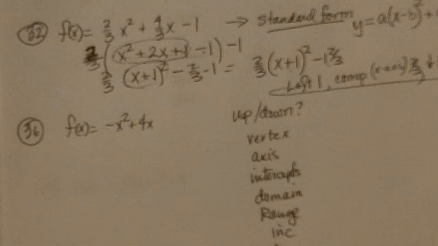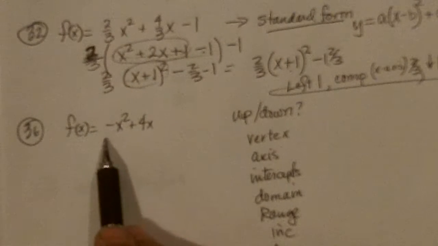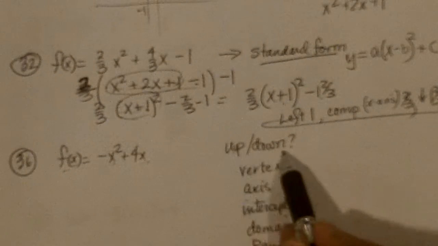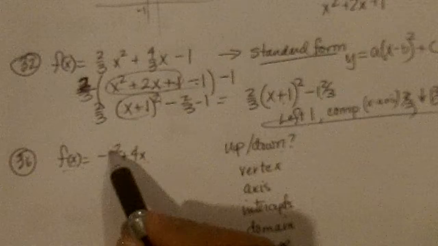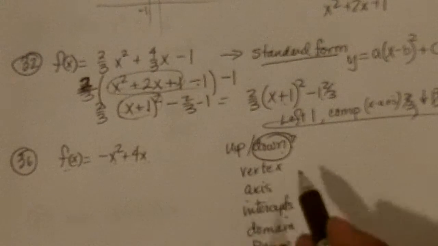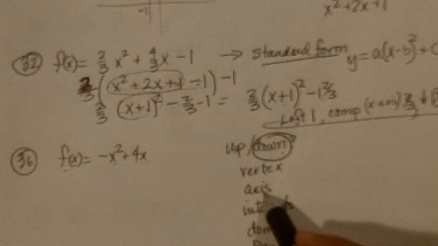Okay, 36. It asks things about this parabola. It has a whole bunch of things it asks about. First of all, does this open up or down? Well, the negative in front of the x squared makes it open down. What's the vertex and axis of symmetry?